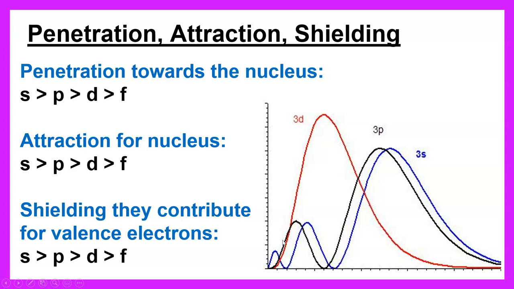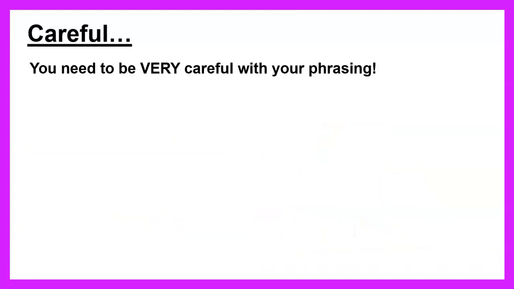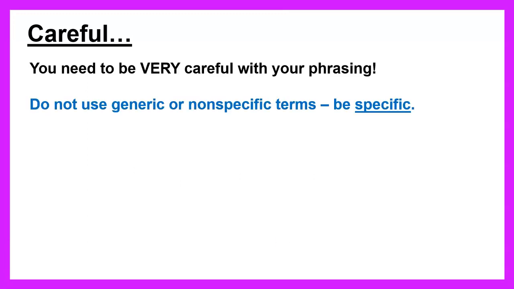Now, some things to caution you about when you're giving explanations about shielding and things like that. You have to be incredibly careful with your phrasing. The more you talk, the more likely you are to start saying things that are wrong. The other thing we see is that people know what they're talking about in their head, but they're not being very explicit with their writing. So a couple of suggestions. Do not use generic or non-specific terms.